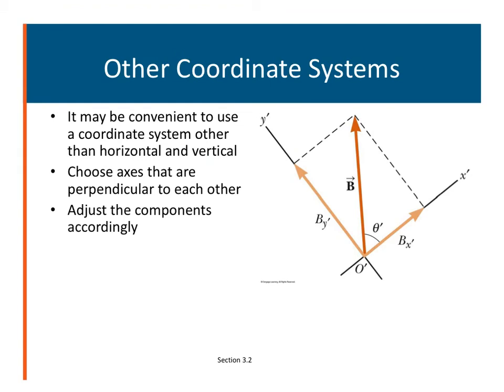Like I mentioned earlier, sometimes it may be beneficial to rotate our origin or rotate our x and y axes so that we have an orientation that's not vertical and horizontal but off at an angle, so that we can keep this angle in a convenient location. Basically, we need to choose axes that are perpendicular to each other and adjust the components accordingly.